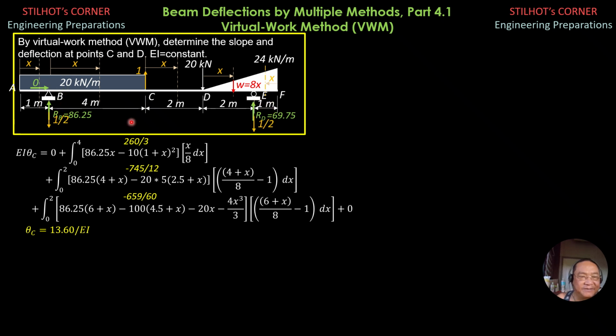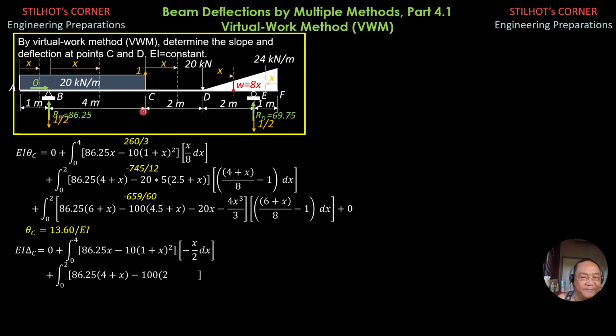So same sectioning. First integral would be 0. So EI delta C equals 0 plus integral. We copy big M, 86.25x minus 10, 1 plus x square. Then the moment at this section this time is negative x over 2, or negative 1/2 of x dx. For the next section here, we copy the big M, 0 to 2. Then this becomes negative 1/2 of quantity 4 plus x here, then plus 1 times x.